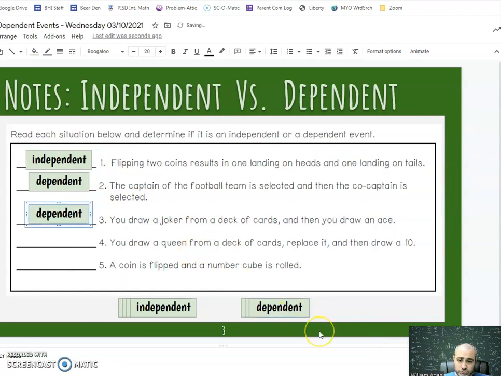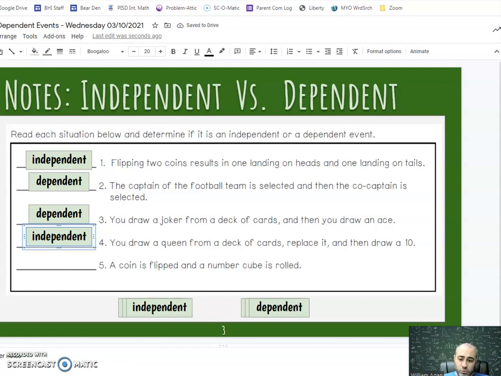Number 4, you draw a queen from a deck of cards, you replace it, and then you draw a 10. That right there is very important. Replace it. That means that you put the card back, and now it's just like when you started. It's the same cards, the same deck. So that means that it is independent. That means that they don't affect each other at all.